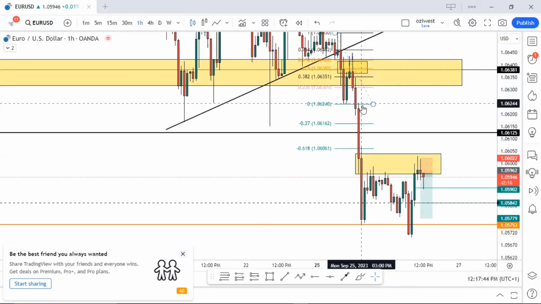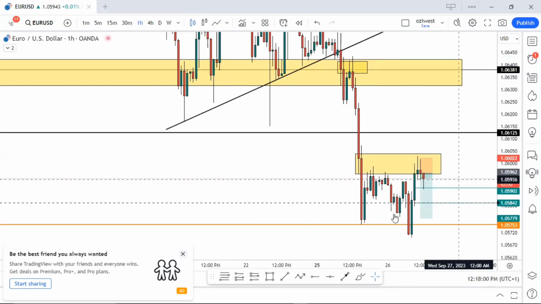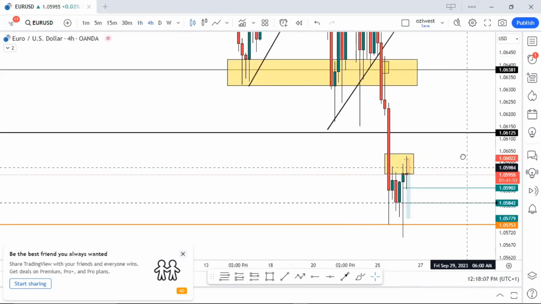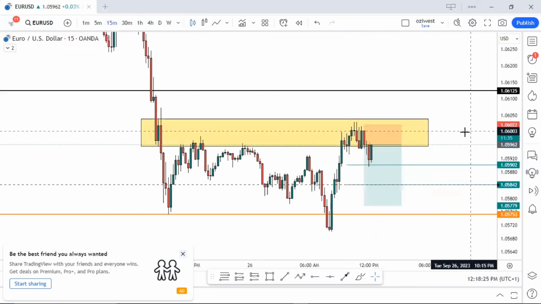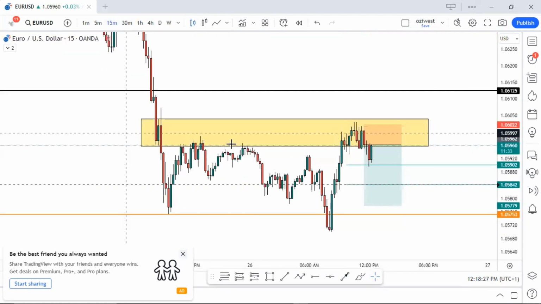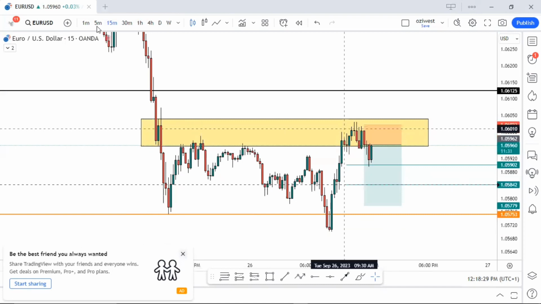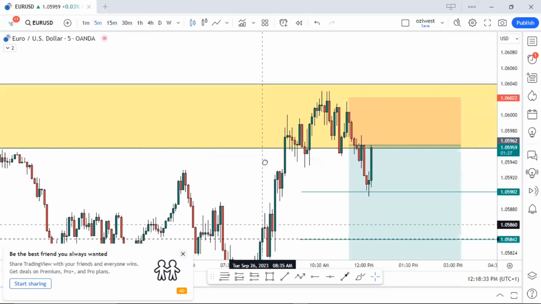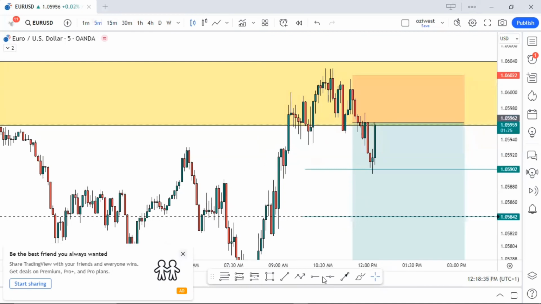Let me cancel this. So for this particular trade now, you know that we are still selling. I saw this resistance. I drew that resistance there. Came here on the 5-minute time frame.